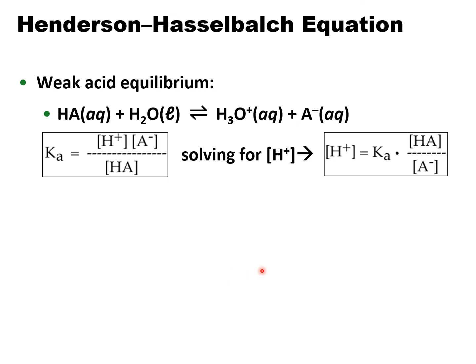The Henderson-Hasselbalch equation is just obtained by some simple algebraic steps starting from the equilibrium constant. So we have the equilibrium constant for the dissociation of the weak acid, and we solve for H+, right? We said the perfect combination is when the weak acid and its conjugate base are present in the same amount.